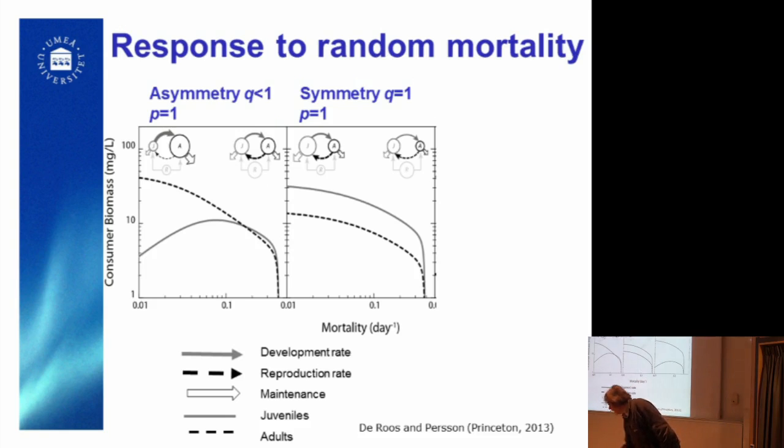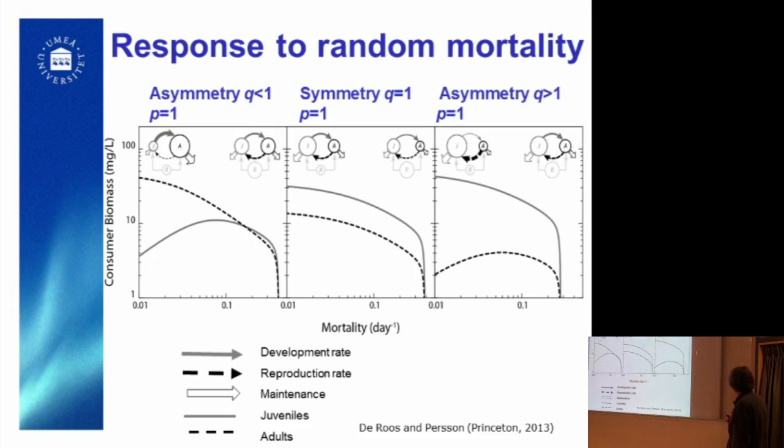In the opposite case, when Q is larger than 1, then adults are better competitors, and you get, by exactly the same argument, the opposite pattern. Juveniles decrease monotonically with mortality. Adults show a hump. We have most of the biomass in juveniles, high reproduction rate, low maturation rate. Imposing mortality then leads to a release of juveniles, and then the maturation rate goes up. And that is the reason why we get this hump-shaped response.